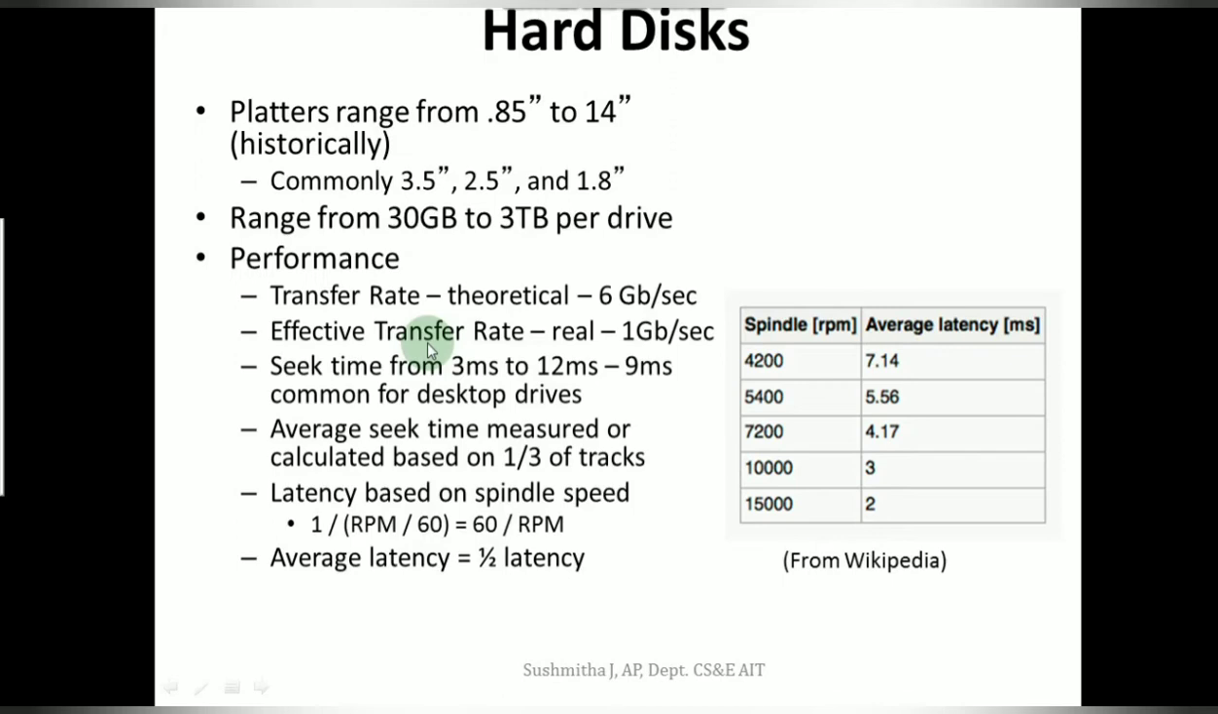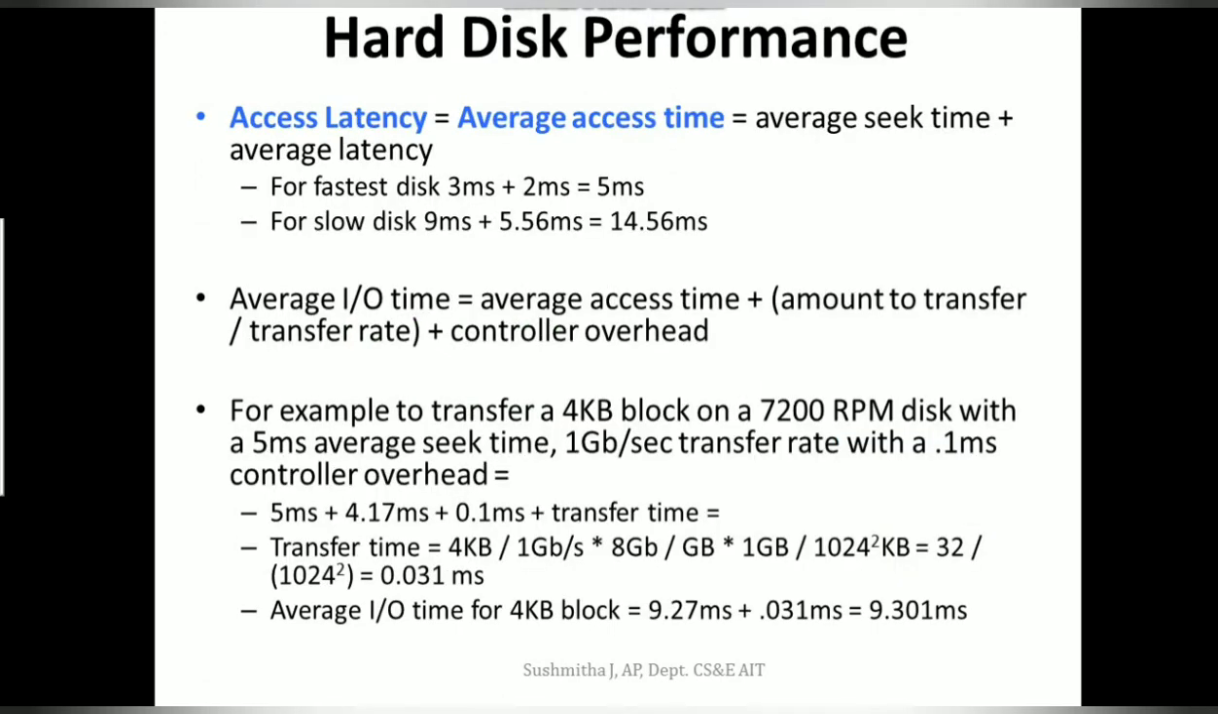Now let us see how we calculate the access latency or the hard disk performance. As I discussed earlier, the performance is dependent on the average seek time and the rotational latency. The average IO time is given by the seek time, the amount of data transfer, and the controller overhead. Now let us take an example.